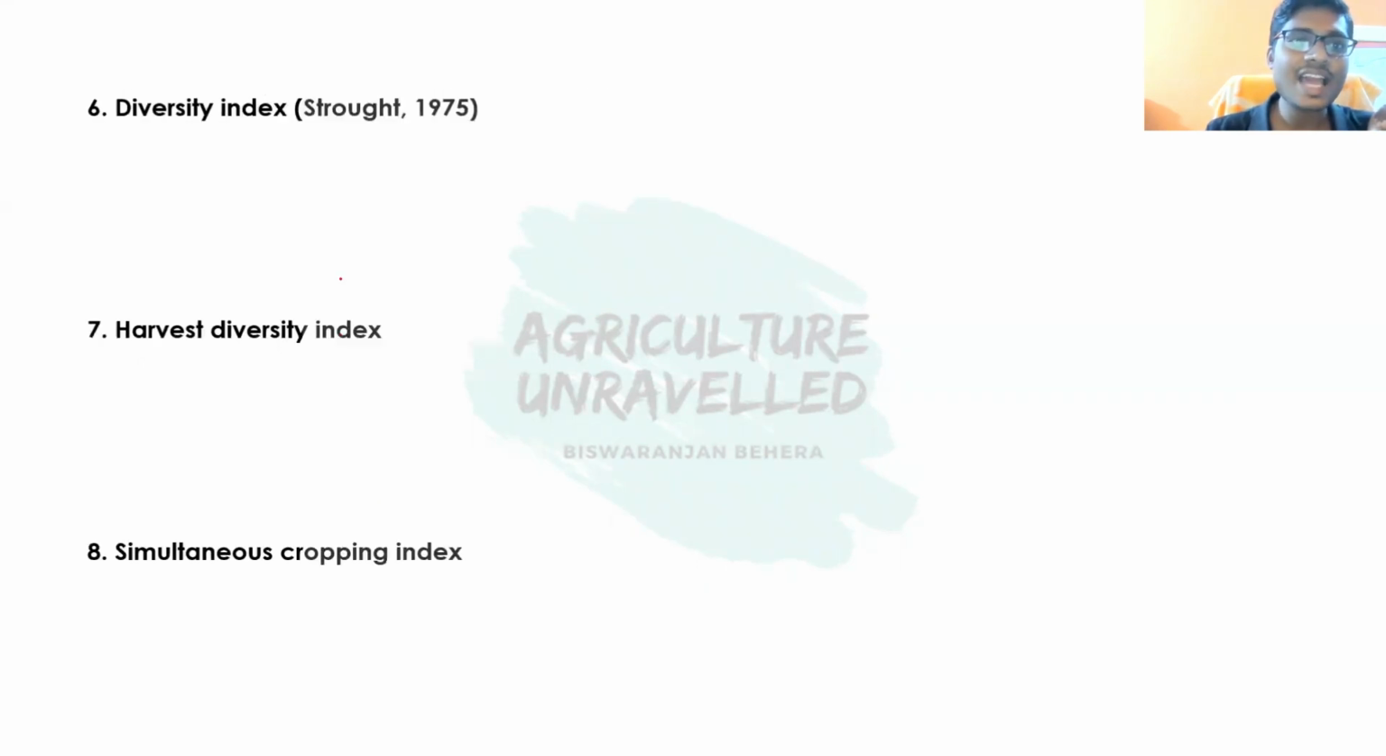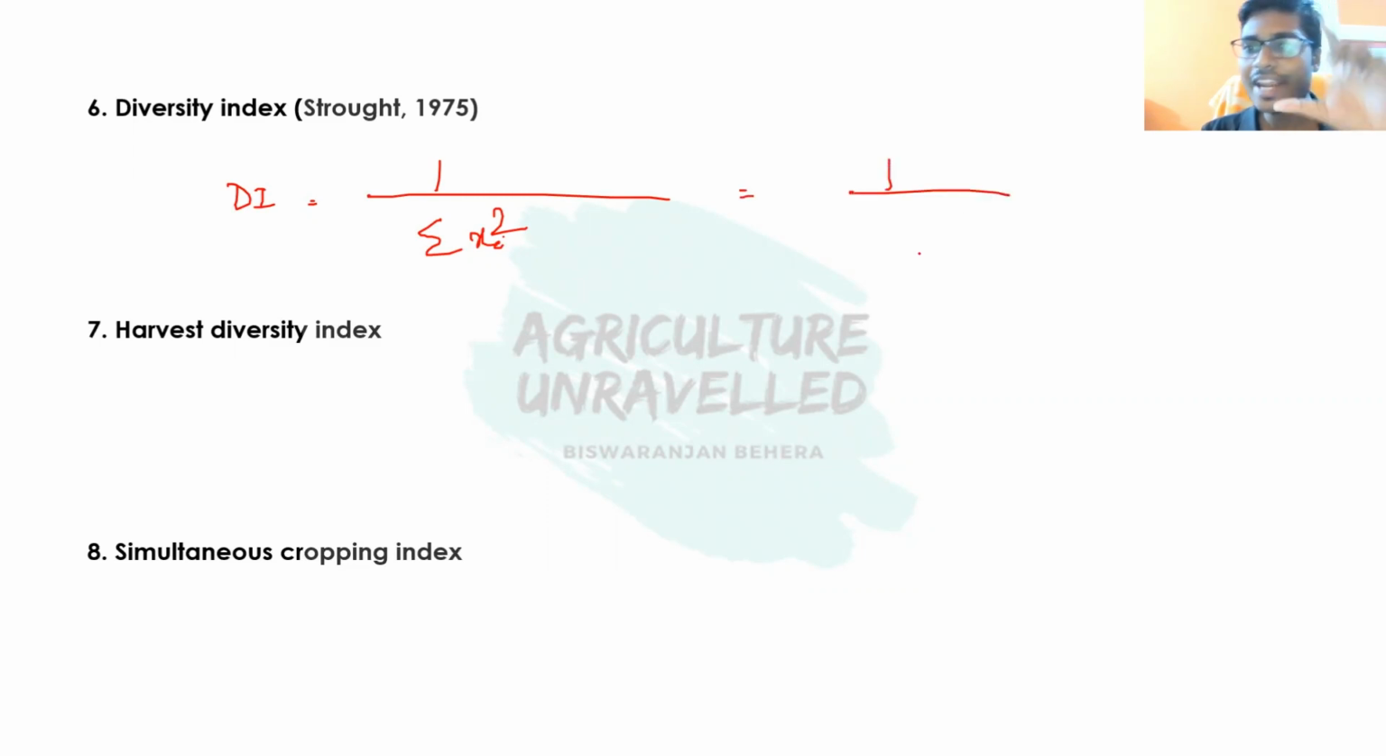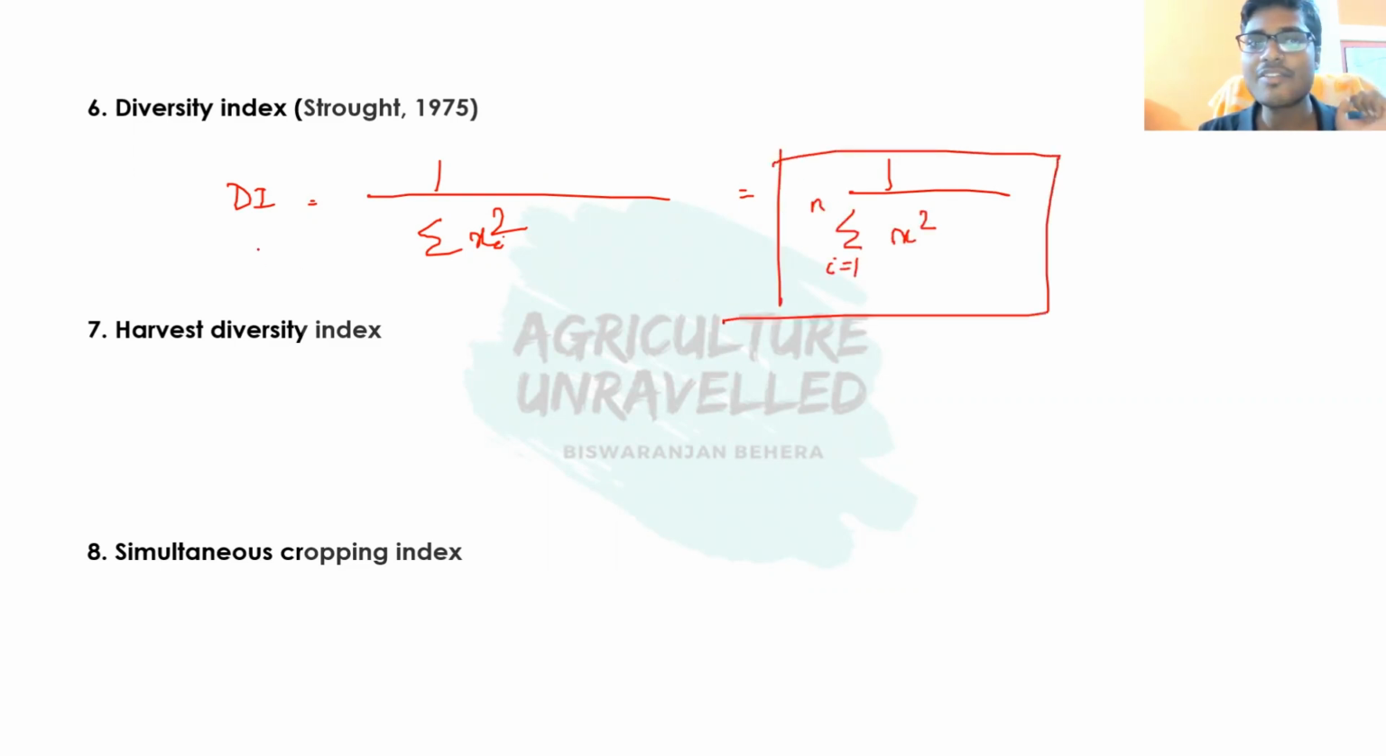So this is the significance of the relative cropping intensity index. Then coming to the next, that is the diversity index given by Strout in 1975. The diversity index indicates the multiplicity of farm enterprises in a single year. The formula of the diversity index is the reciprocal of the summation of the squares of the different farm returns. Suppose a farm has different enterprises and the farmer gets different returns in a year from them. Here we square the returns from those enterprises and sum them, and the reciprocal of that gives us the diversity index.